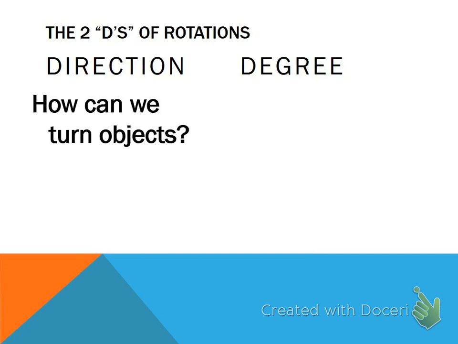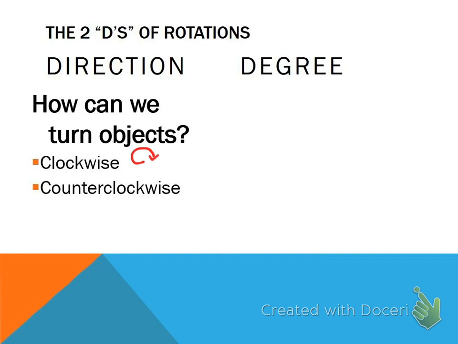First one, direction. How can we turn objects? 2 different ways. We can turn them clockwise or counterclockwise. So clockwise meaning the way the hands of a clock would move as time goes on. So generally that would be this way. Counterclockwise would be, of course, the opposite of that, the other direction. Which is always, for whatever reason, harder for me to draw. So going backwards would be going that way.